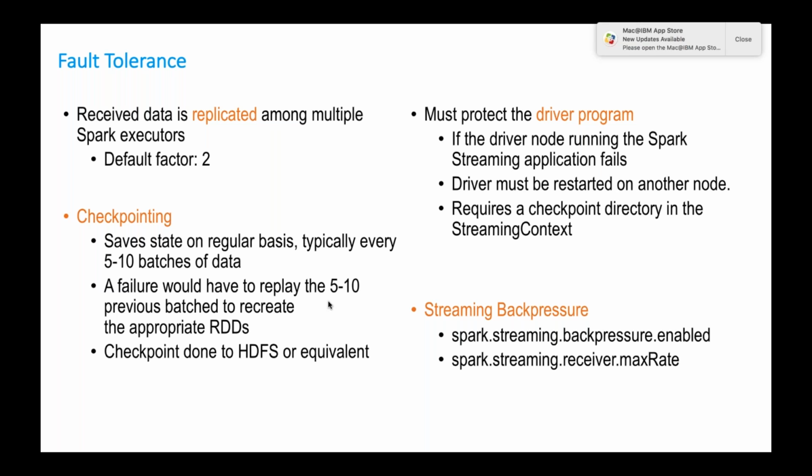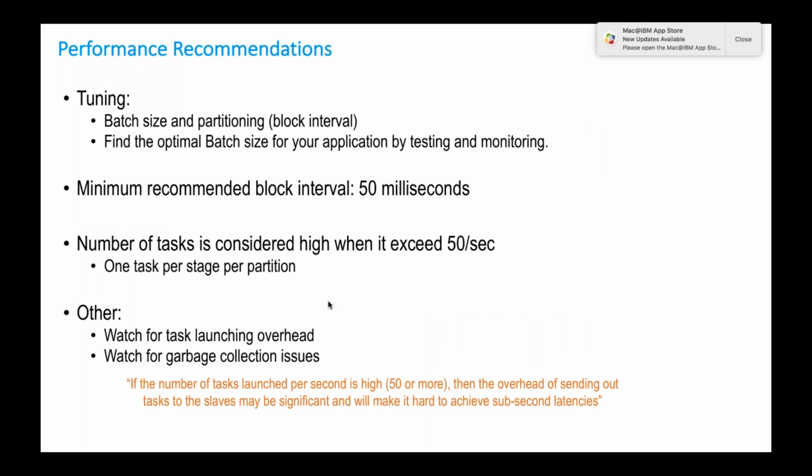Finally, let's talk about performance recommendations. As I mentioned, when it comes to streaming, it's all about making sure that the Spark engine can execute the jobs as fast or faster than they are created, right? So if Spark cannot keep up, the latency must increase. This also impacts the level of parallelism, since more parallelism increases the number of tasks.